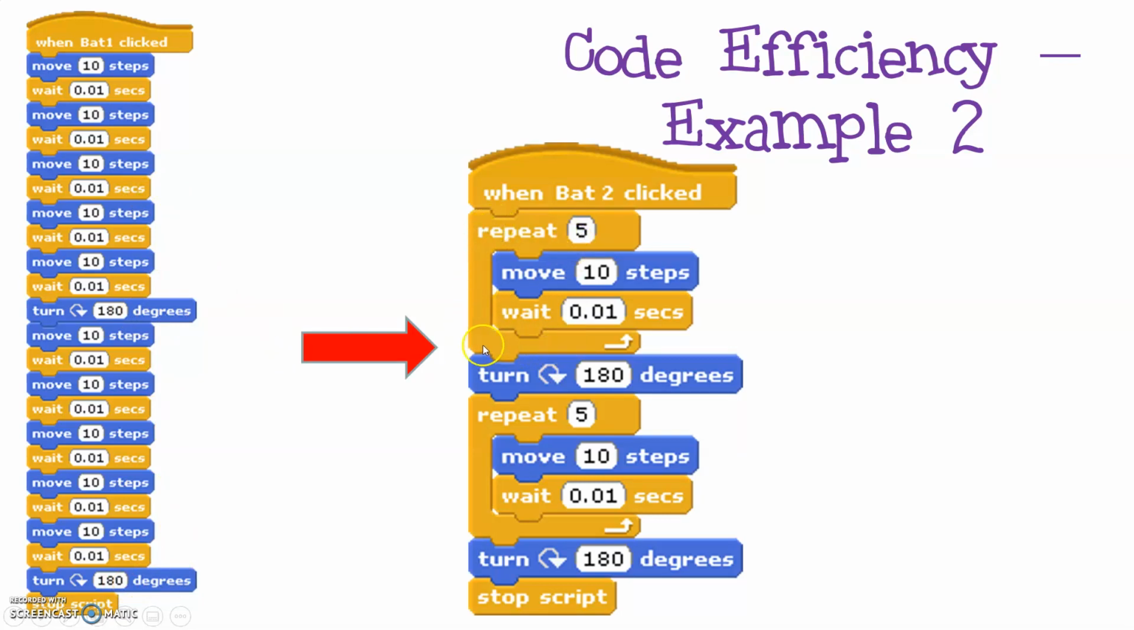Repeat the first two instructions 5 times, if you count it: 1, 2, 3, 4, 5. So this is replaced by this. We still have to turn 180 degrees, and then this whole section is replaced by this. And then we turn 180 degrees. And this whole code for the bat is the exact same one as this one, apart from, for some reason, this is bat 1 and bat 2. Don't know why that is, but basically the rest of the code is the same.